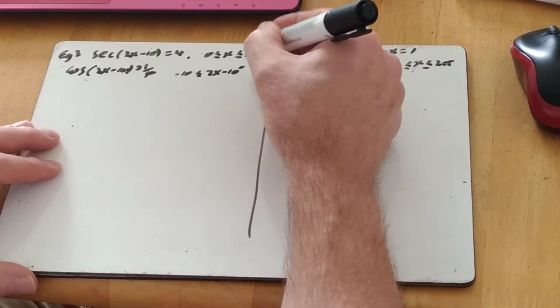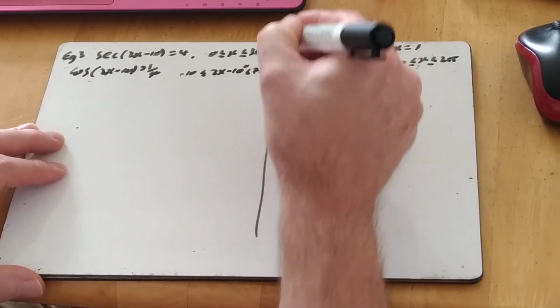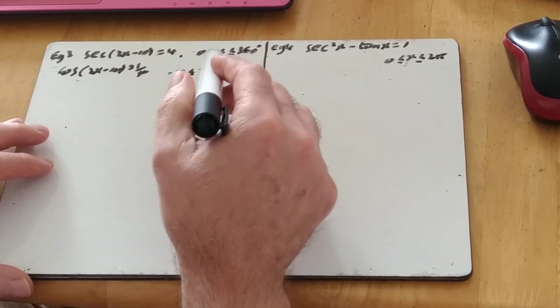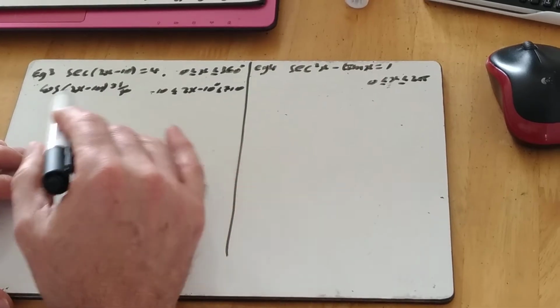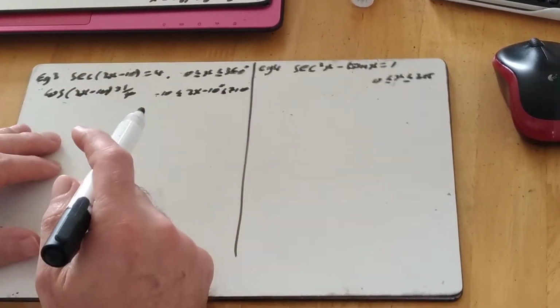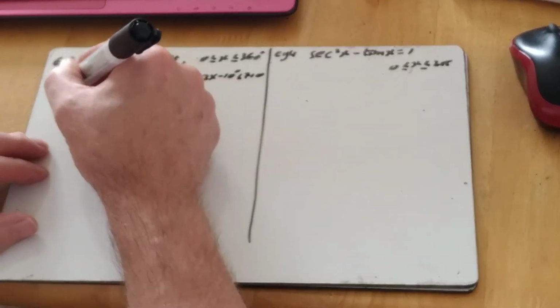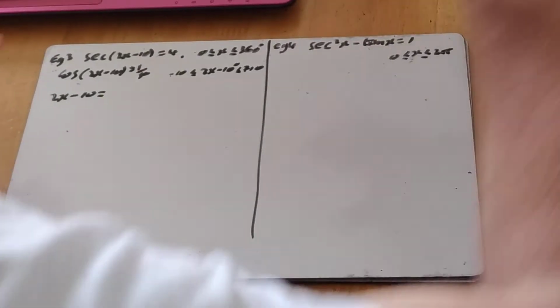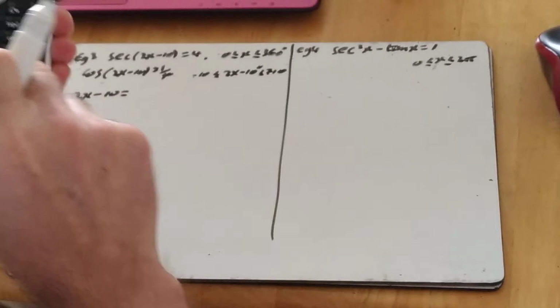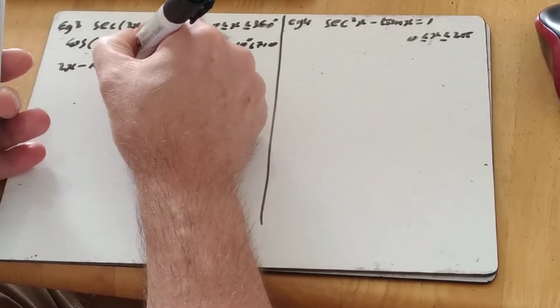So 720 minus 10, 710. So I've got all these values. Any value for 2x minus 10 that lies between minus 10 and 710, I can then undo the function to get my x values. So press my buttons to get the first one. Remember, the calculator will only give you your first answer. Shift cos 0.25, 75.5 degrees.